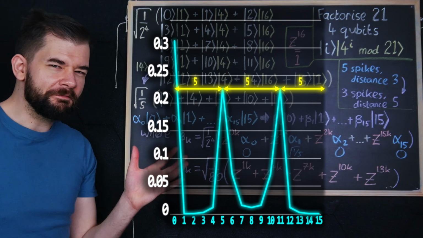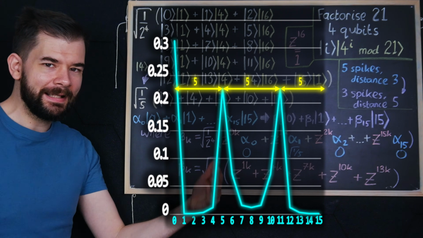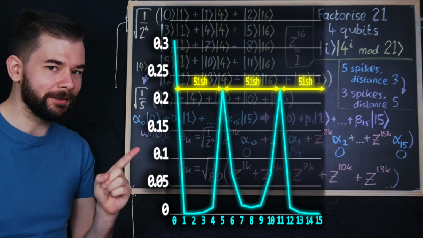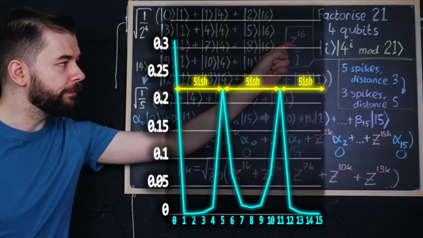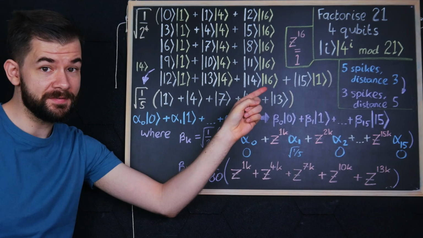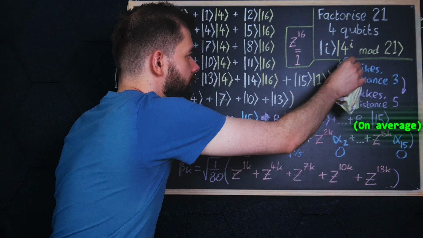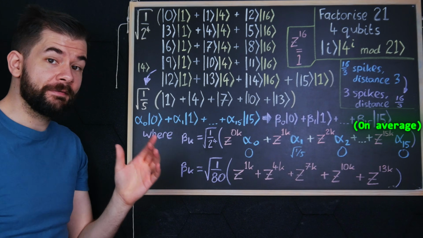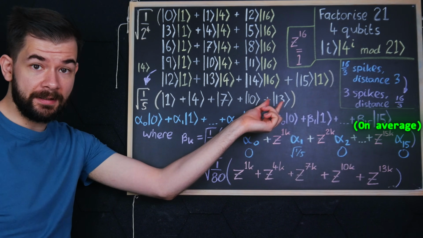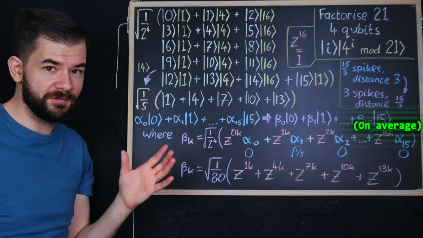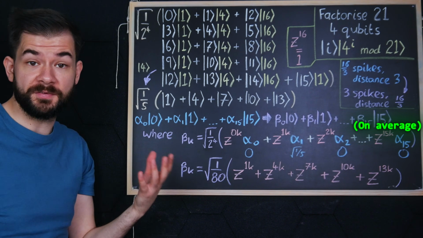But something feels a bit off about this. Why 0, 5, and 11 when apparently this should be period 5? That's because I lied a little bit earlier. This original function didn't have 5 spikes distance 3 apart, it actually had 16 on 3, or 5 1/3 spikes. That's because if I measure a 4 or a 16, I have 5 spikes, but if I measure a 1, I actually have 6 spikes, so the average of those will be 16 on 3.